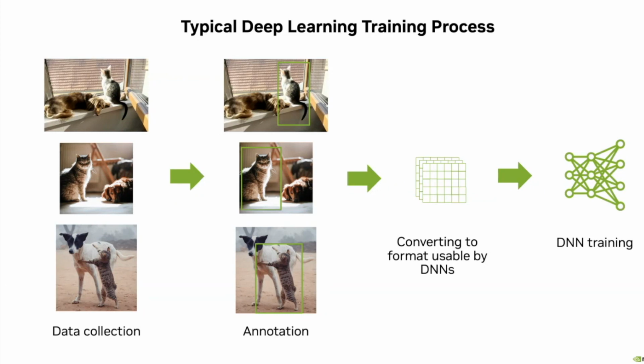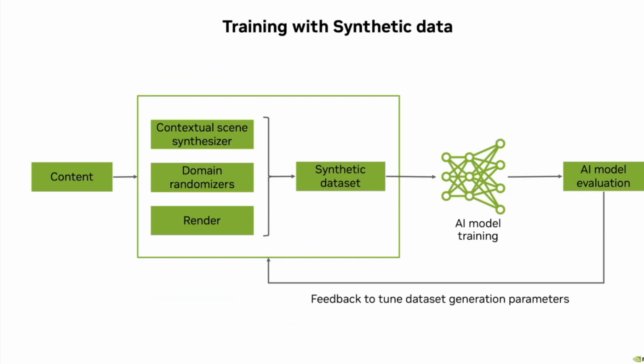With synthetic data, it's similar, but also a little bit different. With synthetic data, you basically have the so-called generation of data. I'm showing it here, where you have the so-called contextual synthesizer, domain randomizers, and finally the renderer. Using these technologies, where all the steps are parameterized, you create a synthetic dataset. The next step, once you have your synthetic dataset, you train the model the same way as you train with convolutional neural networks or transformers, and then you also evaluate your model.